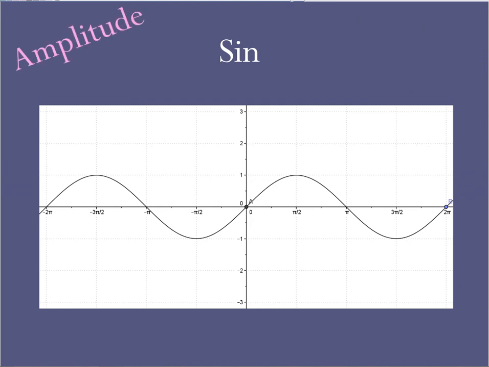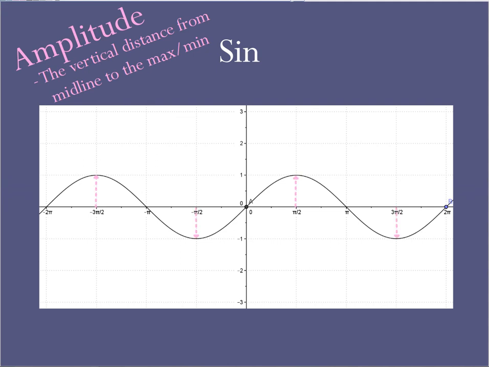Next we have amplitude. Amplitude is the vertical distance from the midline to the maximum or the minimum. Remember, distance is always written as a positive number, so it doesn't matter if we're going up or down, amplitude is always going to be a positive number.